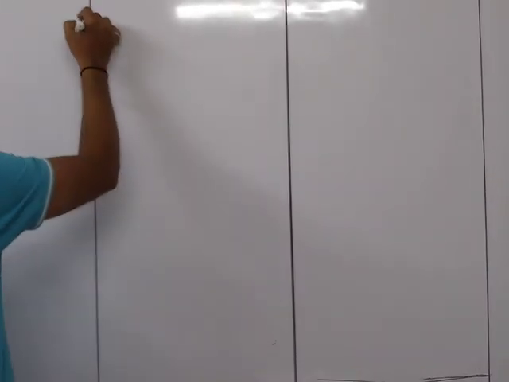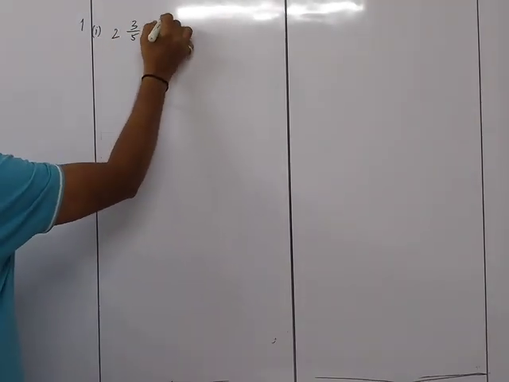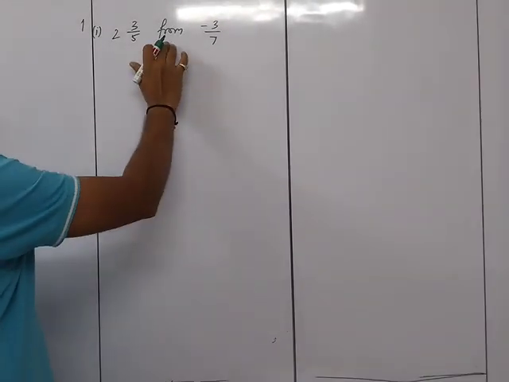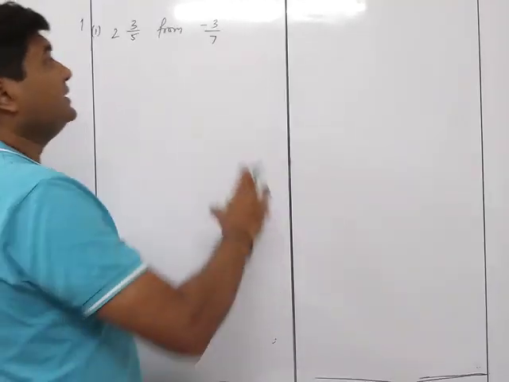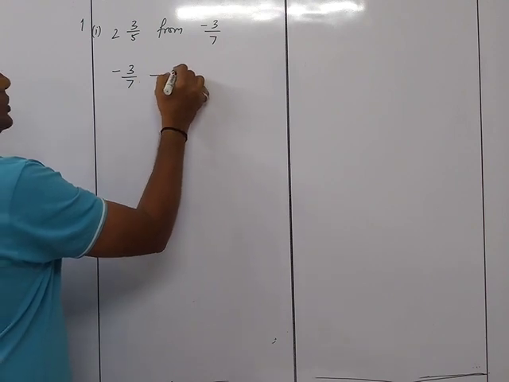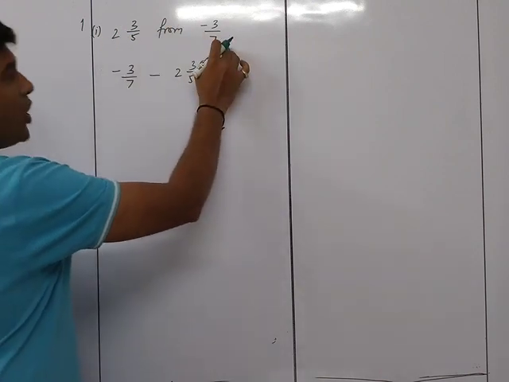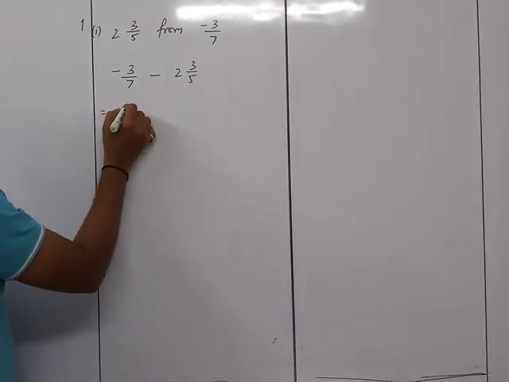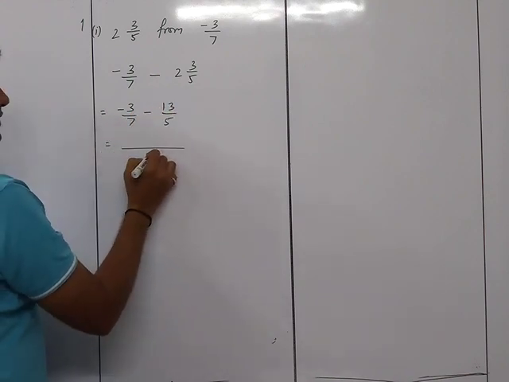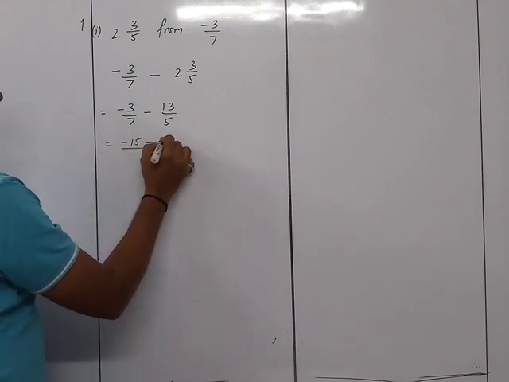Okay, first we have subtract 2, 3 upon 5 from minus 3 upon 7. The important thing is the word "from". It means that if you write it, it will be minus 3 upon 7 minus 2, 3 upon 5, because this should be subtracted from this. So writing-wise it will be this way. That is nothing but minus 3 upon 7 minus 13 upon 5. LCM is 35, so it will be minus 15 and this will be minus 91.